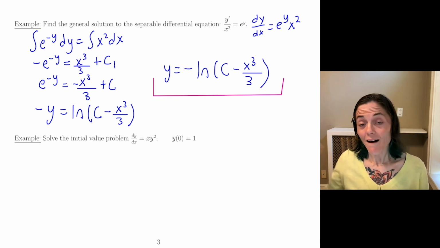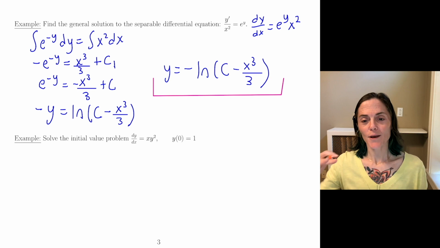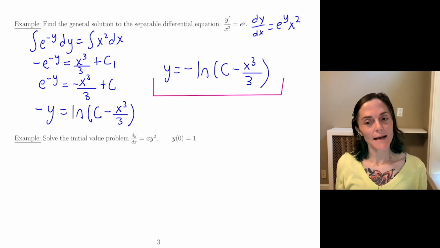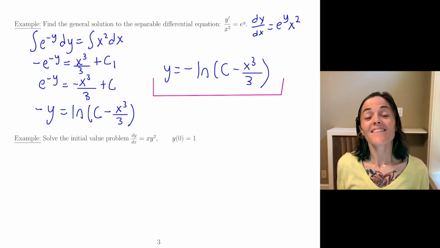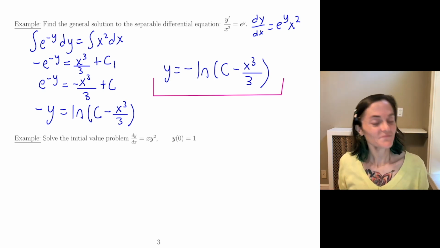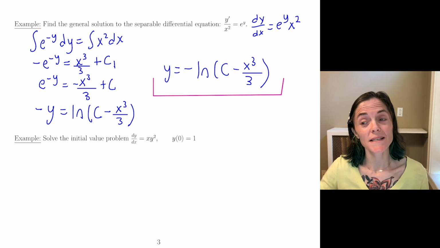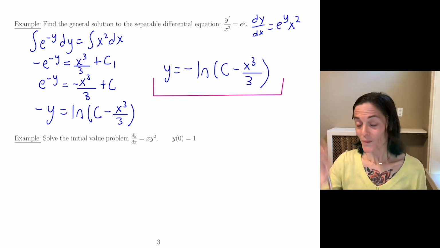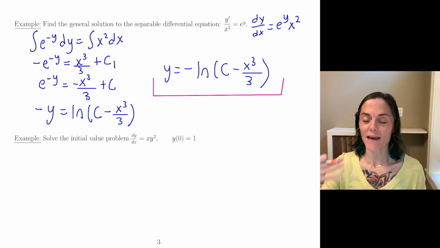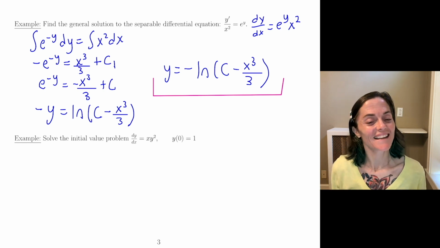Once again, with all of these, you could check. You could calculate y prime, divide by x squared, and you should have e to the y. Next question, solve the initial value problem. You notice that we will not have a constant here. We will have a particular solution.